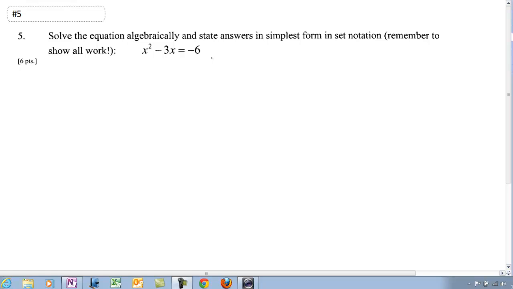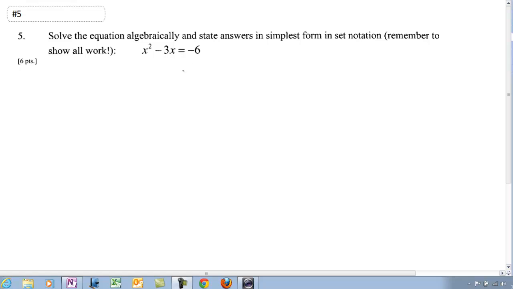This is to help you on your Unit D test. This is number 5. I'm going to review this concept with you. It says solve the equation algebraically and state answers in simplest form in set notation. Remember to show all work. And we're given a quadratic equation here.